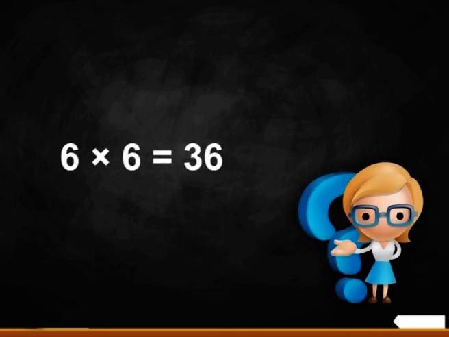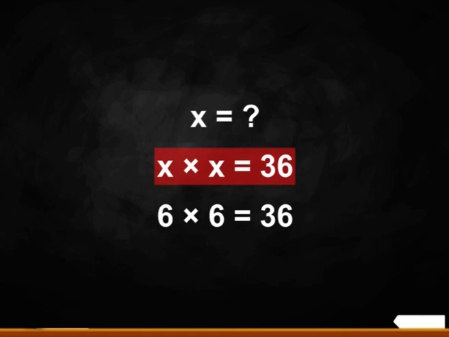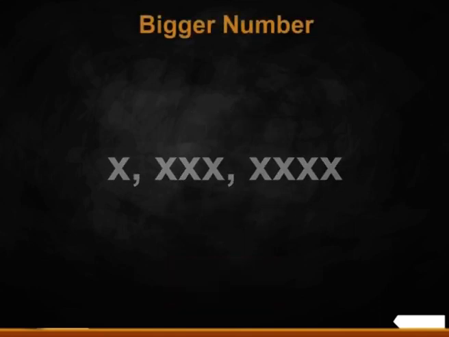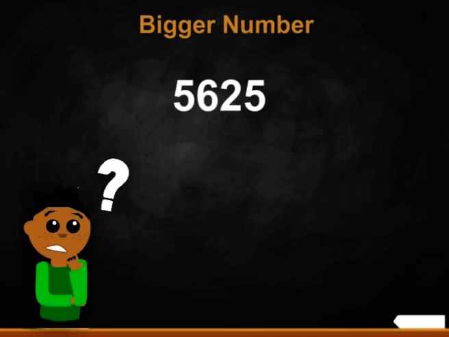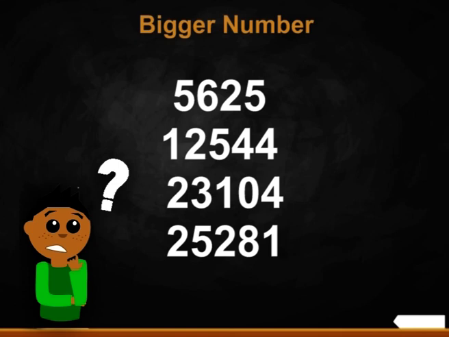So, I think we have got our answer because 6 multiplied by 6 gives us 36. Therefore, the number which when multiplied by itself gives 36 is 6. Or we can say that the square root of 36 is 6. But what if you encounter a bigger number? Will you be able to find the square root of a bigger number by just inspection as we have done now? It is possible, but a bit time consuming process.